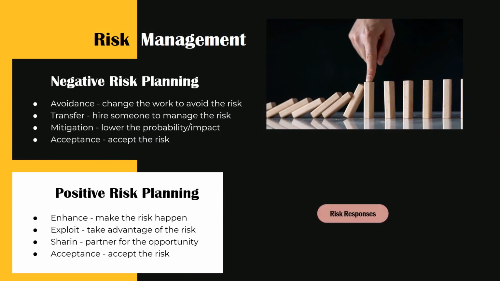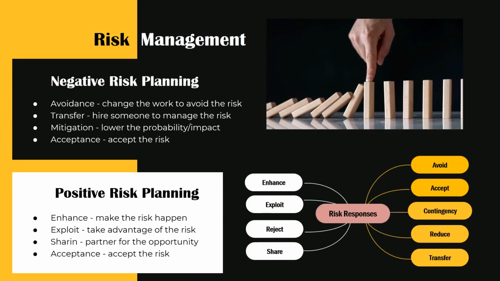Negative risk planning. Avoidance. This is changing the work to avoid the risk. Transfer. Hiring someone to manage the risk. Mitigation. Lowering the probability/impact of the risk materializing. Acceptance. This is accepting the risk.